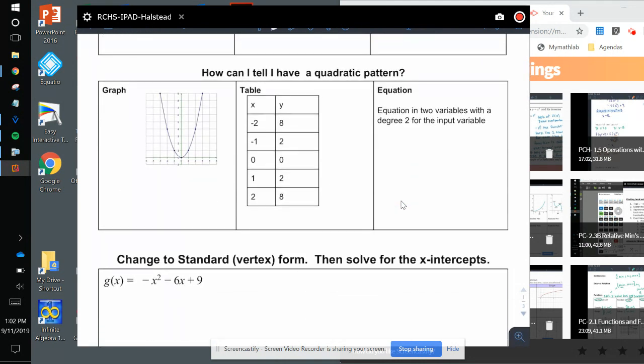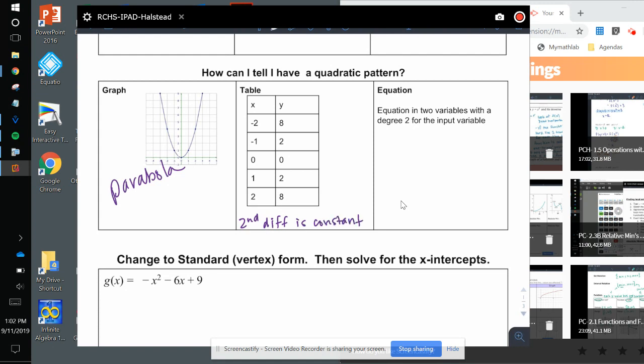How can we tell a quadratic from these different representations? In a graph, the graph is a parabola. In a table, we say the second difference has to be constant. And we'll go ahead and show you how to do that.